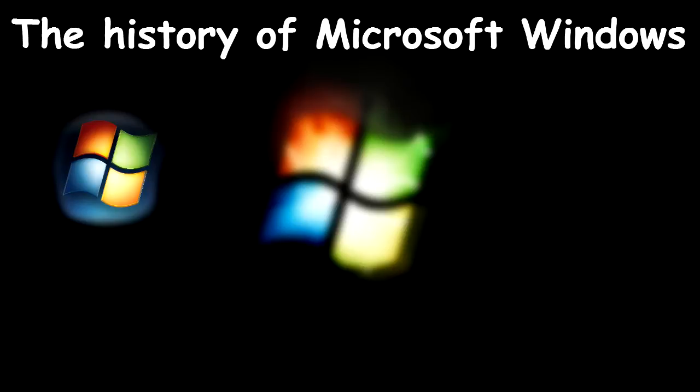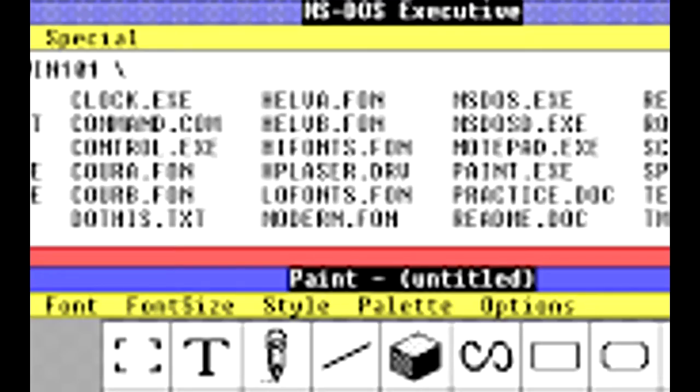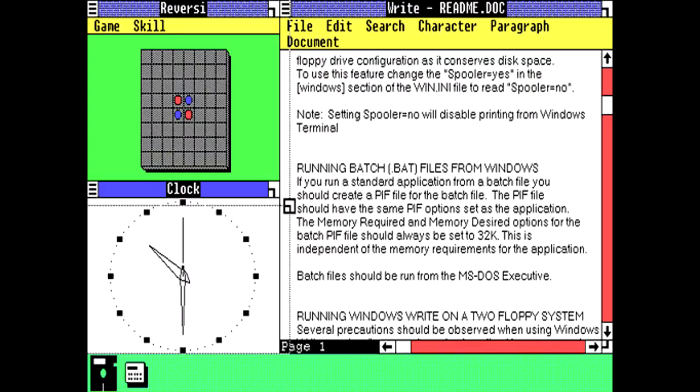With the upcoming release of Windows 10, I thought I should share the history of Microsoft's most widely used operating system. We're gonna be taking a look at release versions from the start till the present, so let's dive straight in. Windows 1.0, also known as MS-DOS Executive, was the first operating system by Microsoft.